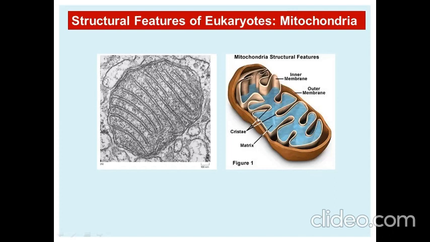The inner membrane is a site of ATP production, which is the ultimate short-term energy currency of the cell. The matrix is the site of several metabolic reactions, for example, breakdown of carbohydrates, fats, and amino acids to CO2, H2O, and ATP.